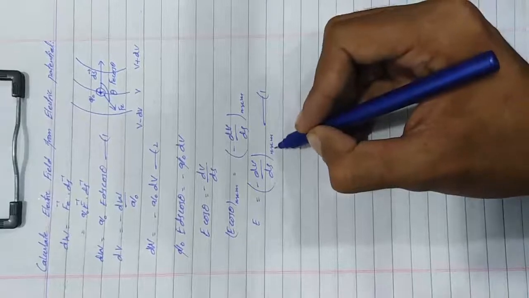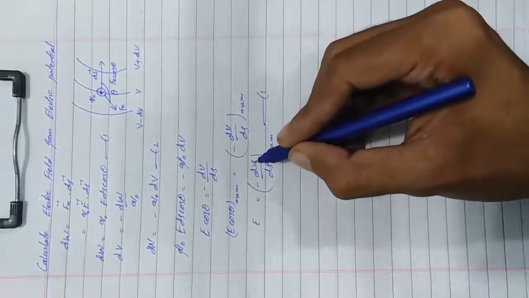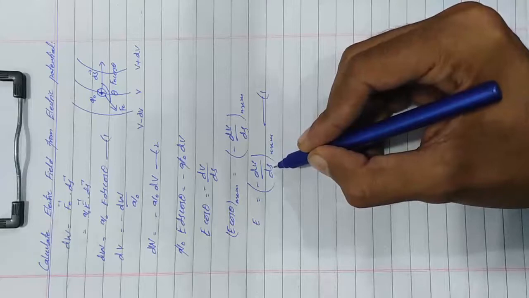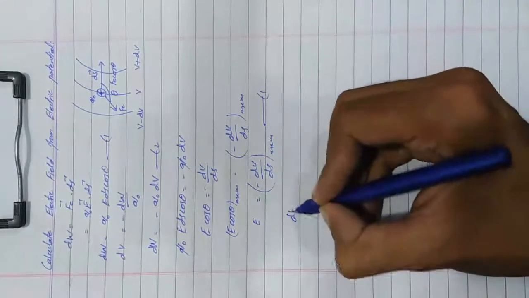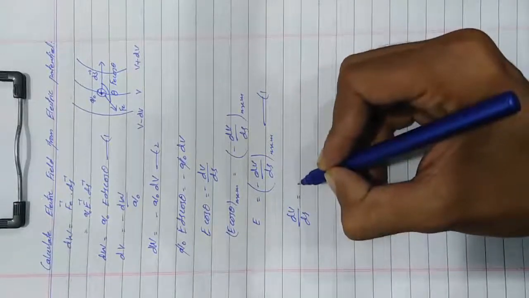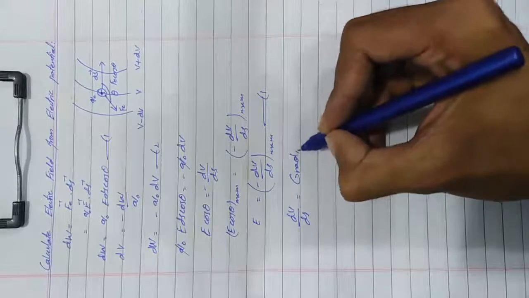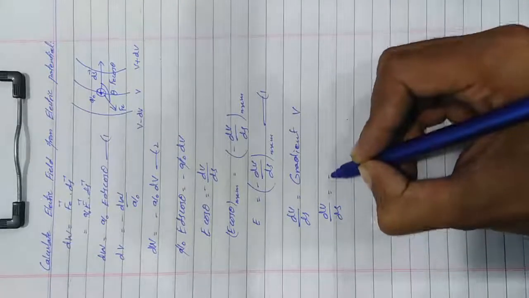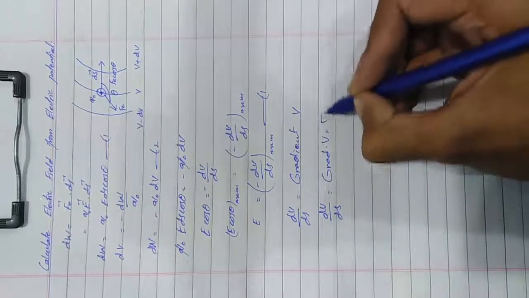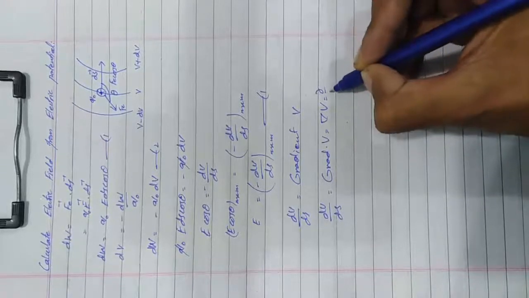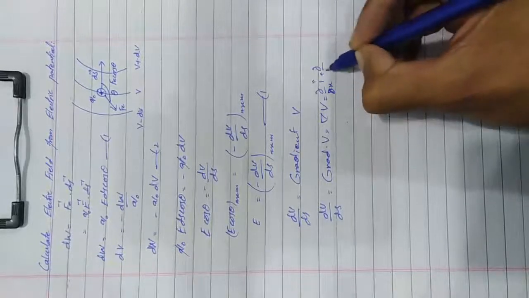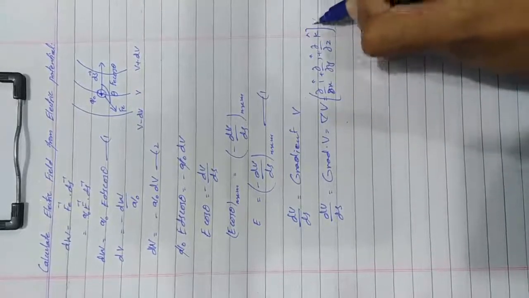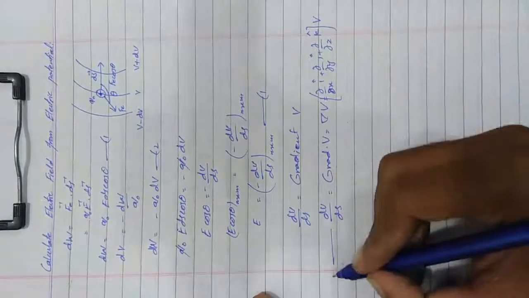Now why do we take it maximum? Because the maximum rate of change of electric potential with respect to position in any direction is given by the potential gradient, which means that dV over ds equals the gradient of V. In other words, dV over ds equals gradient V, del V, or partial over partial x i plus partial over partial y j plus partial over partial z k into V. Call this equation 2.